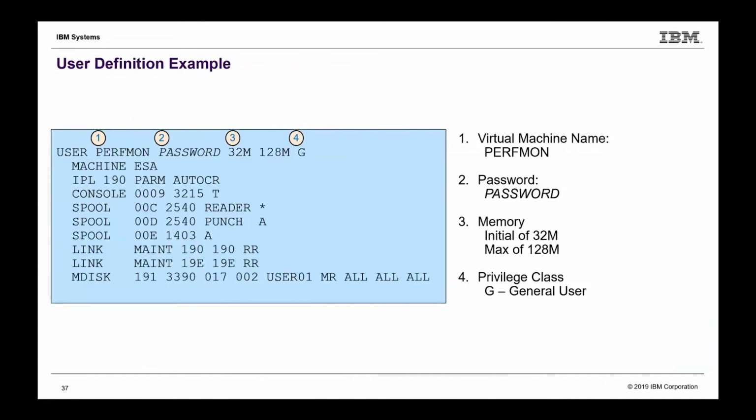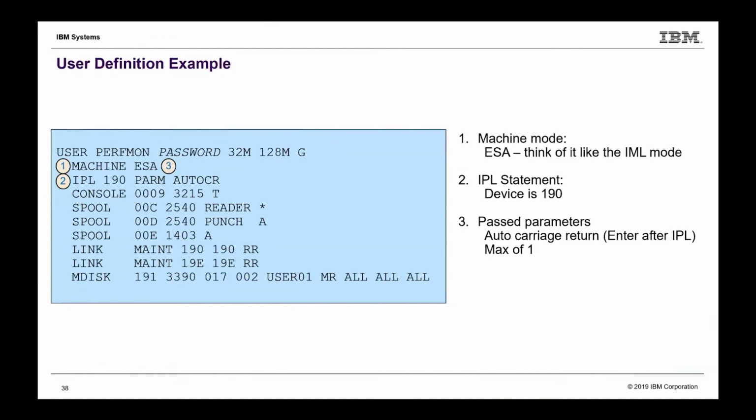Okay. So just an example here, my user perfmon, I'm giving it a password there, where in most cases, I'm also going to use the security manager, so I really want to have a password there, right? I'm going to have an initial memory size of 32 meg, but I allow commands to be issued to define up to 128 meg, and it's going to be a privilege class of G. So that's the basics of this user perfmon.